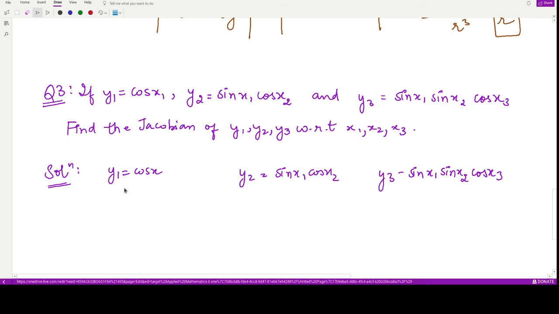Now here you see this y1 is independent of x2, this is x1, right? Yes. So this is independent of x2 and x3, right? And this is independent of x3. So using the third property, we can find the Jacobian of this particular term.